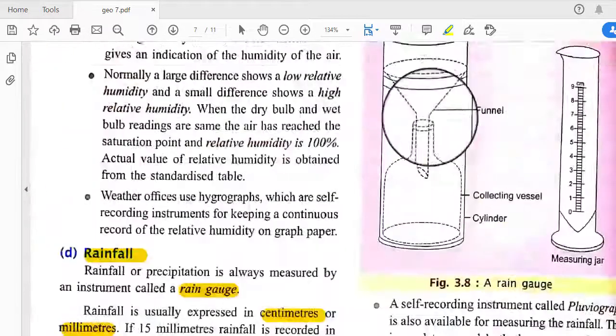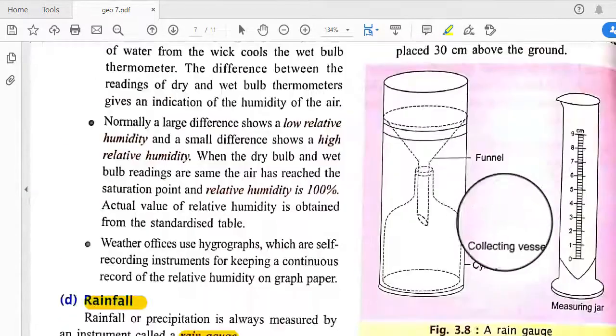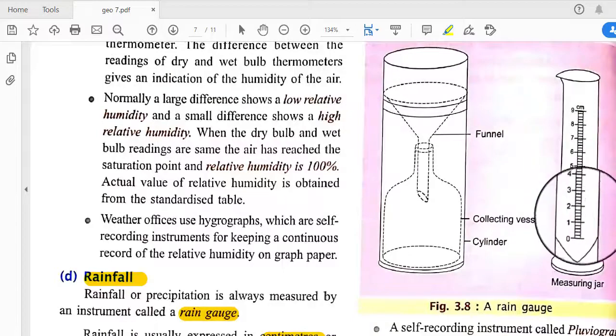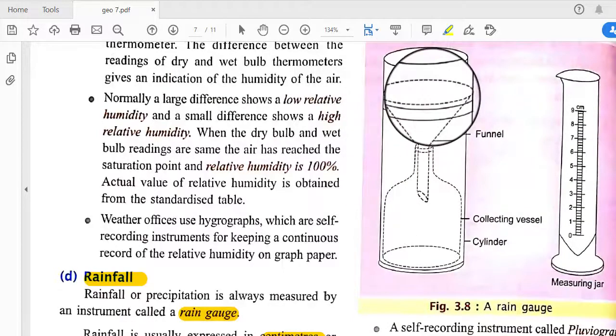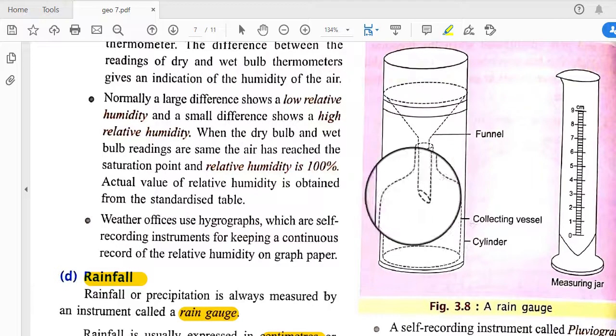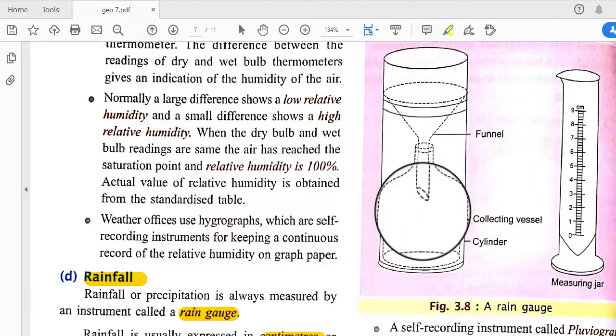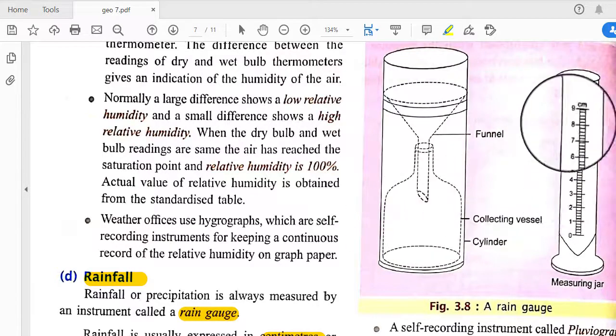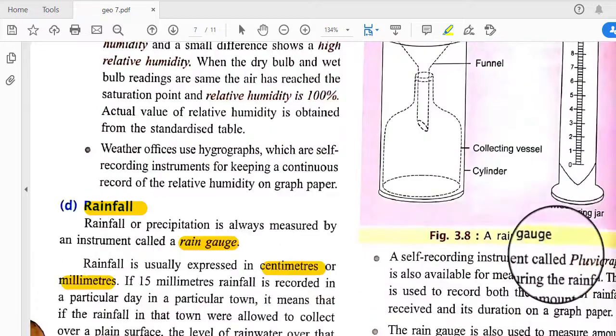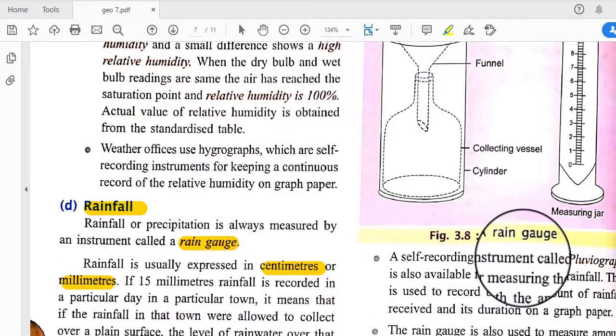With the help of this instrument we can measure the amount of rainfall, and this is the measuring jar. The rainwater collects in this jar, and after that we pour it into this measuring jar, and by this we can easily measure the amount of rainfall.